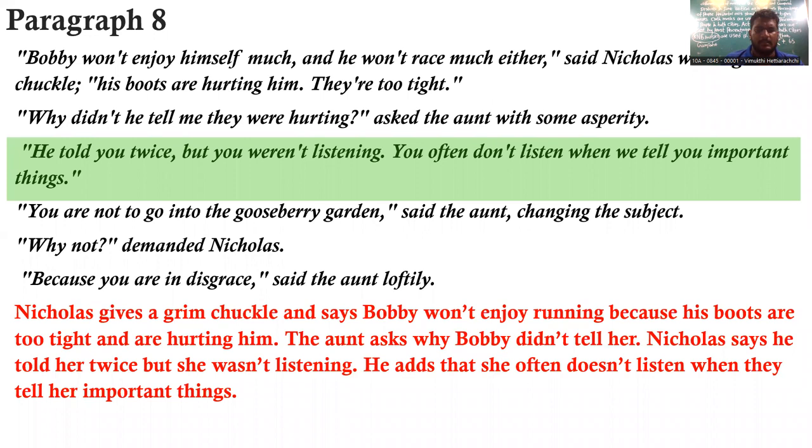She changed the topic as she realized the criticism leveled against her and that Nicholas is poking fun at her. Is that right? Absolutely right, Suvani. Your answer is absolutely right. I don't have to comment on that. Your answer is perfect. That is the idea here. Did you write this one? Shall we move on to the next slide?